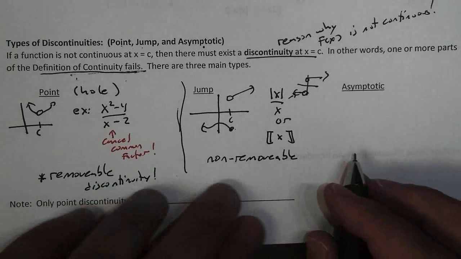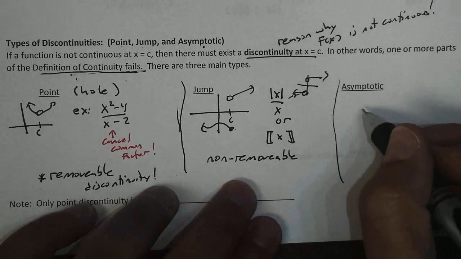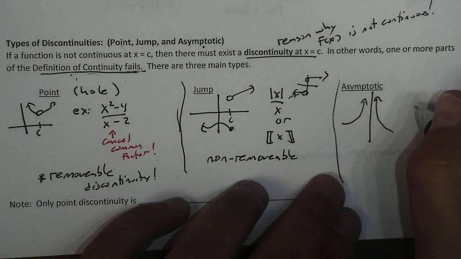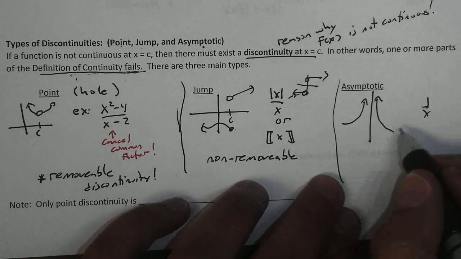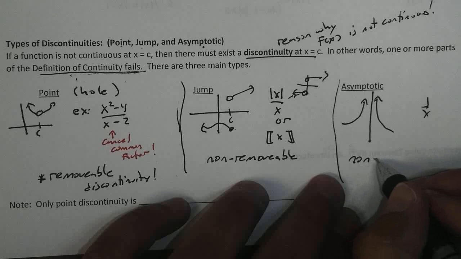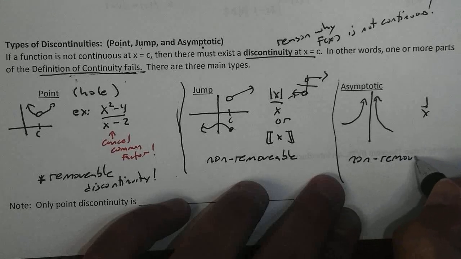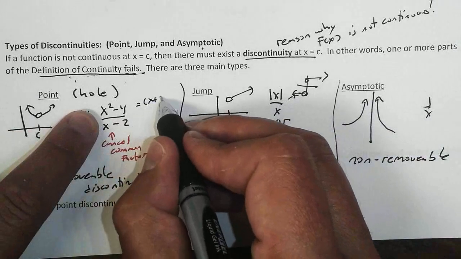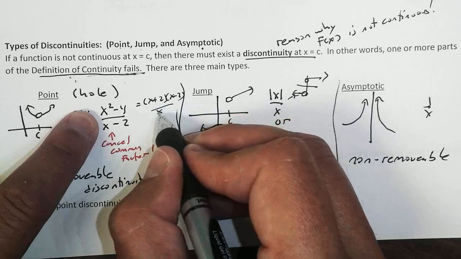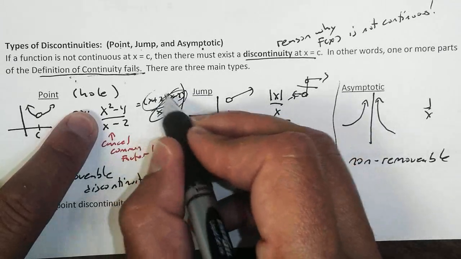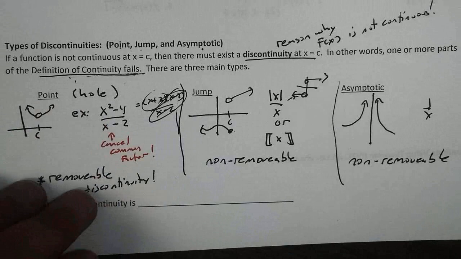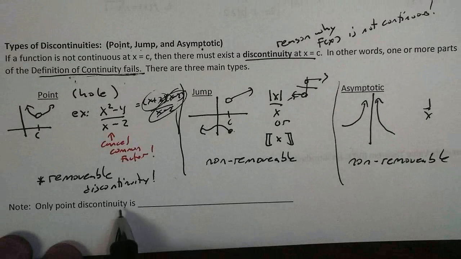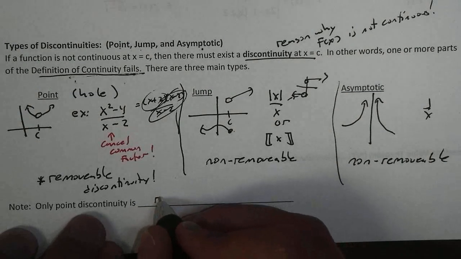And the last one we're going to talk about is asymptotic. Now, asymptotic is pretty easy. If we have a function approaching an asymptote right here, of course, this is like 1 over x. And same thing, asymptotic is also non-removable. What we mean by removable is that I can remove a factor. Like over here, I can factor x plus 2, x minus 2 over x minus 2, and I can remove that factor. So that's what we call removable, but these are non-removable because nothing could cancel. So in other words, only point discontinuity is what we call removable.